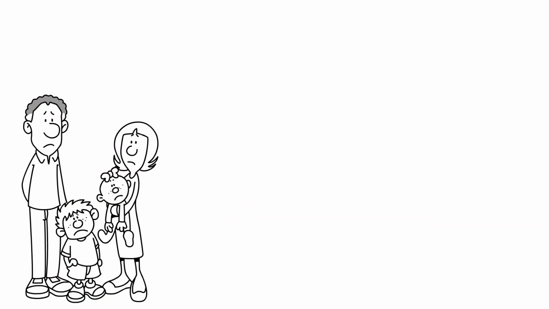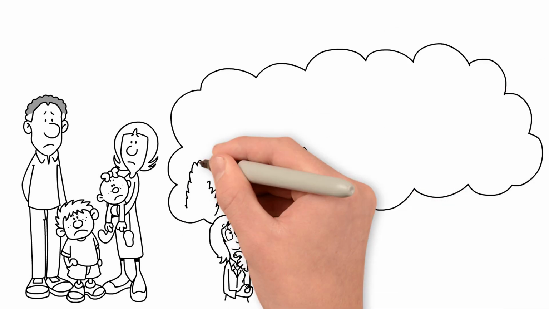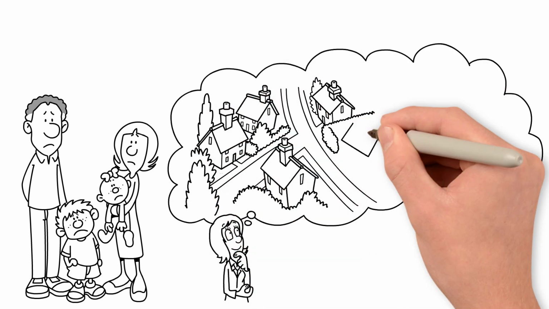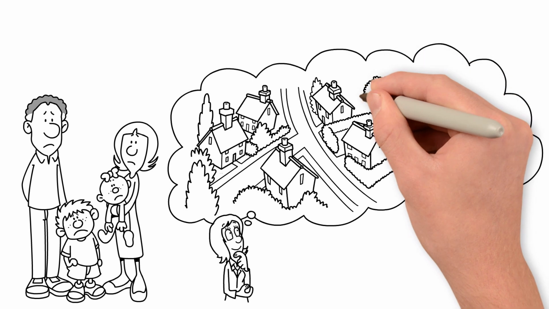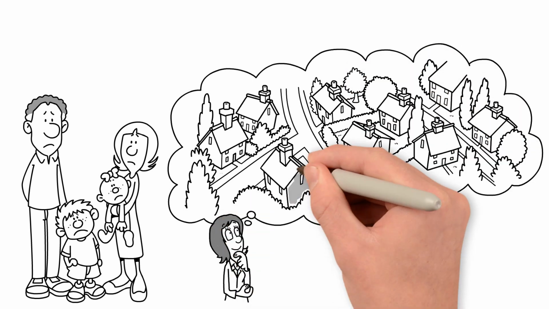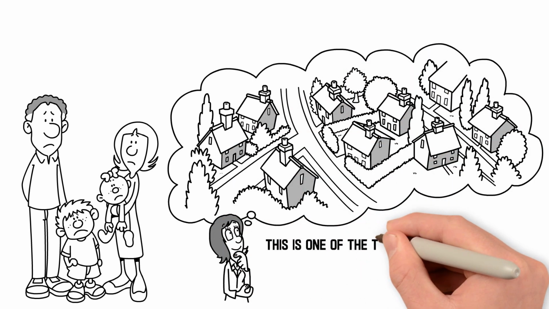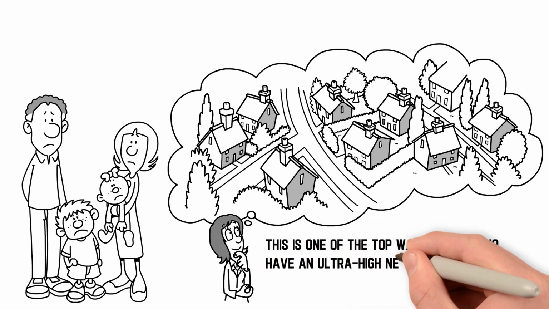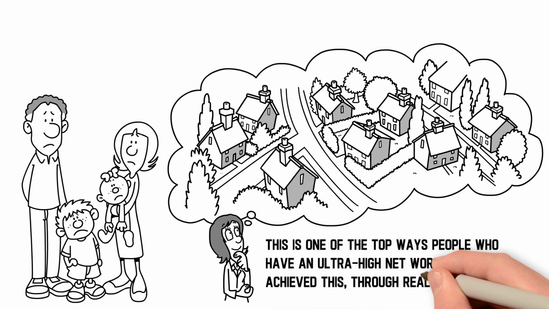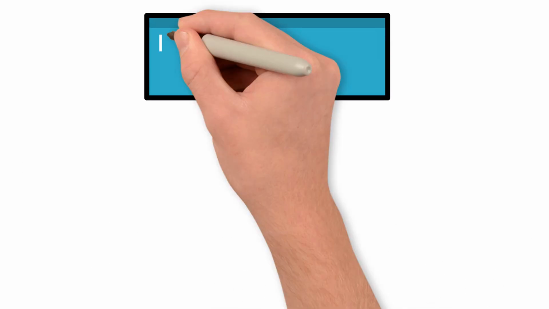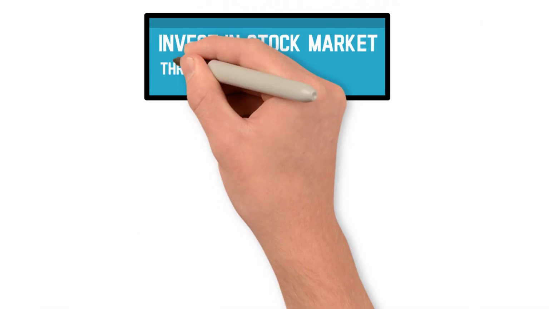One way that you could capitalize on this to increase your net worth quicker is to buy more properties and rent them out, meaning that someone else is paying the mortgage while the underlying asset is increasing in value. This is one of the top ways people who have an ultra-high net worth have achieved this, through real estate investing.